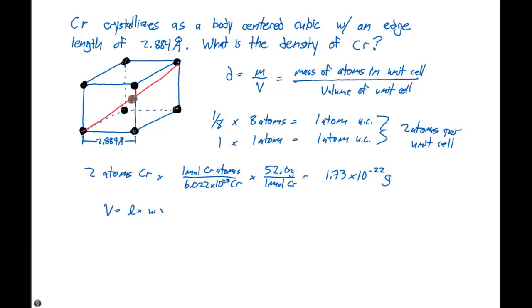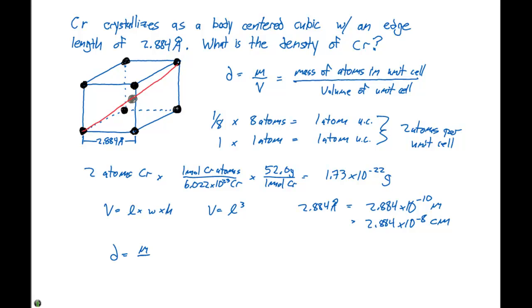Now we need to go to the volume of the unit cell, and remember that volume is equal to length times width times height. In a cube, our volume is going to be the length of the edge to the 3rd power. So if we have 2.884 angstroms, that's going to equal 2.884 times 10 to the minus 10th meters. And remember, when we talk about density, we typically use grams per cubic centimeter. So this is going to be equal to 2.884 times 10 to the minus 8th centimeters. So we're going to need to cube that to get the volume.